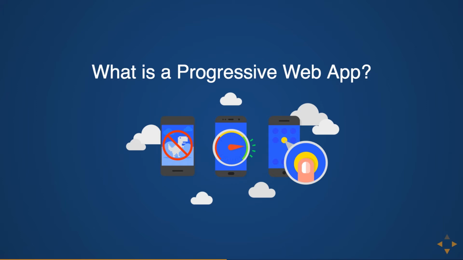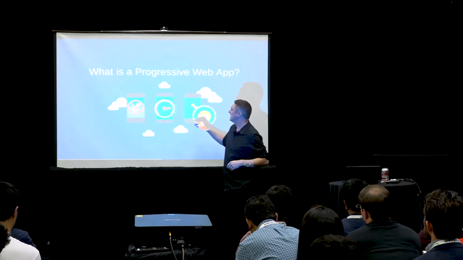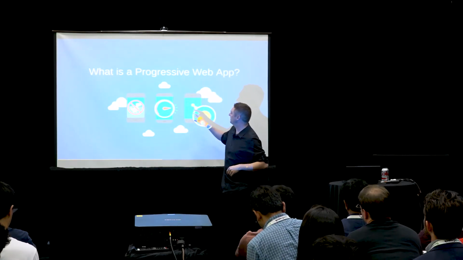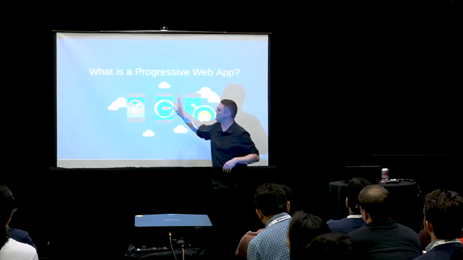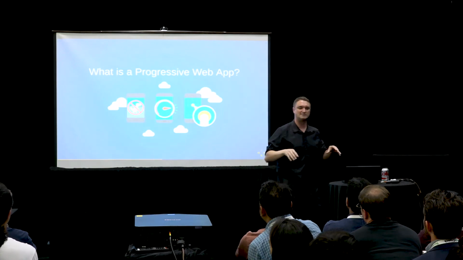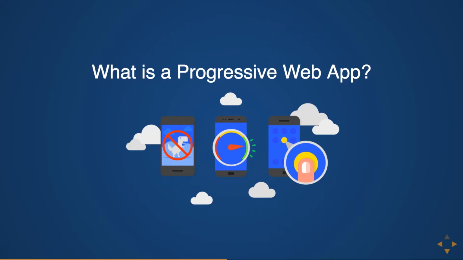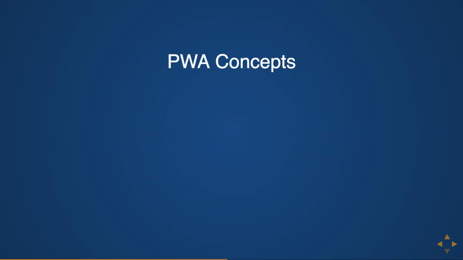reliable, fast, and engaging. There's a couple of cool things I think they did with this logo. These are all different devices, and some of them have things like front-facing cameras and flashes and that kind of stuff, and some of them don't. And that's getting more to the spirit of how we want to think of our apps. So, some concepts in progressive web apps.